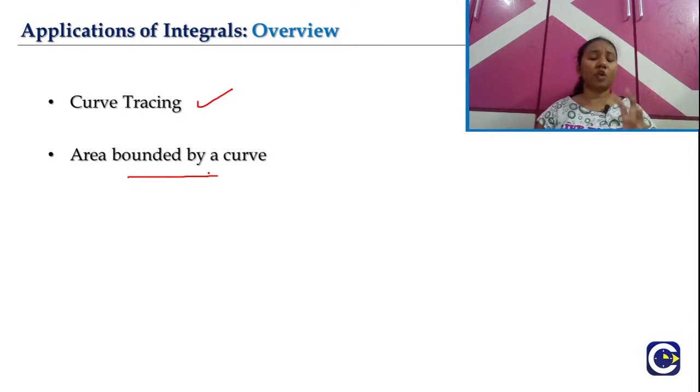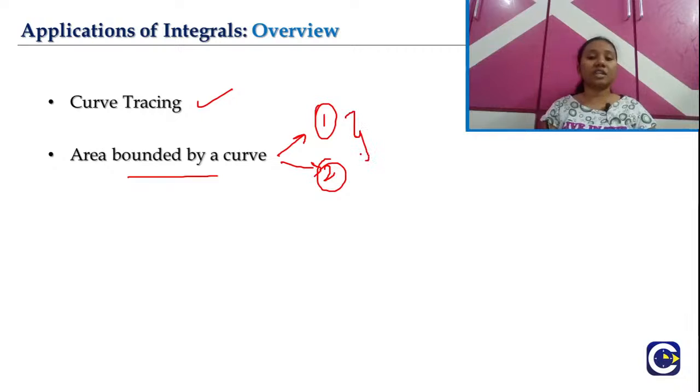In this area bounded by a curve, we discussed how the area turns out when we take the curve with respect to the x-axis. That was our first case: the area bounded between the curve and the x-axis. The second one we discussed in our previous session is the area bounded by the curve and the y-axis. These are the very basic and typical things we covered.